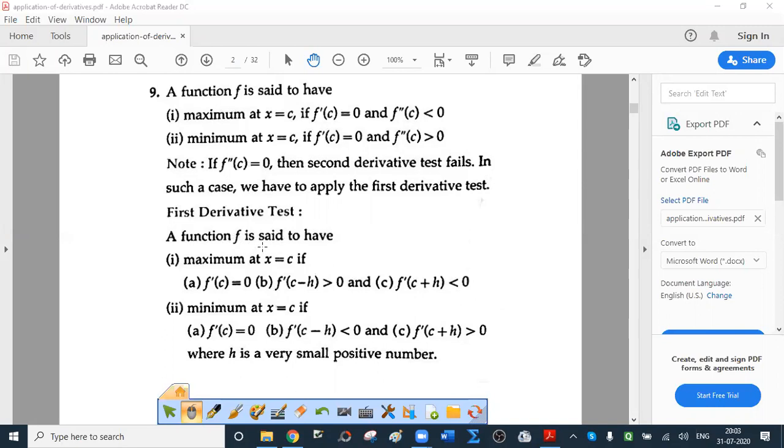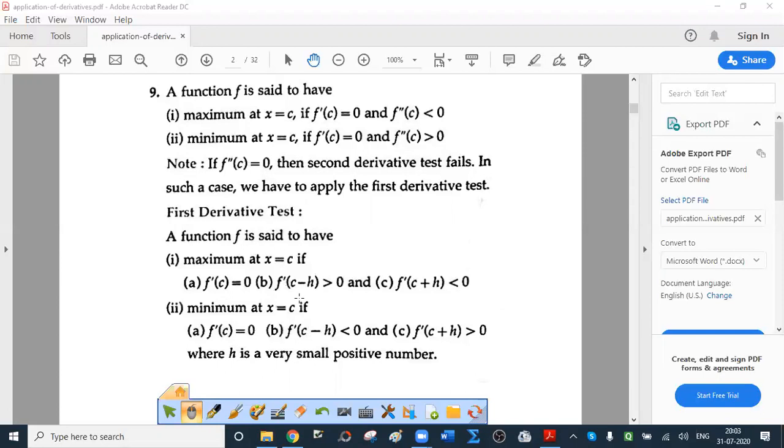A function f is said to have local maximum at x equal to c if f dash of c equal to 0, f dash of c minus h greater than 0 and f dash of c plus h less than 0. Now the function will have local minimum at x equal to c if f dash of c equal to 0, f dash of c minus h is less than 0 and f dash of c plus h is greater than 0. What is h? H is a very small but positive number.